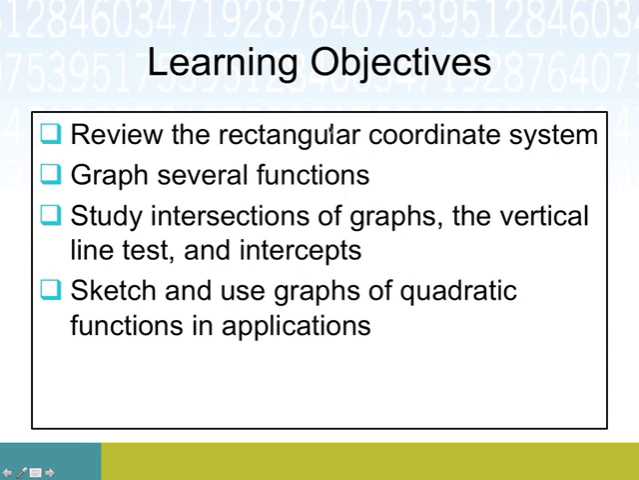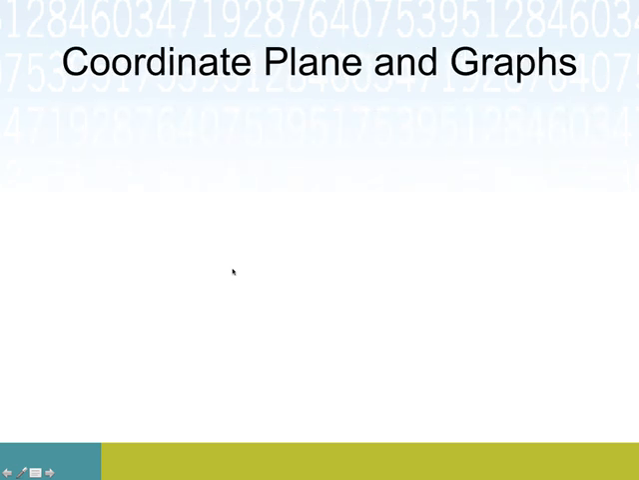So first one is to review the rectangular coordinate system. That really ought to be review. I'm hoping that you have some familiarity with that. I'm also hoping that you have graphed functions before, or at least graphed any sort of equations before. And then finally, we will study intersections of graph. We'll get a brief little taste of the vertical line test, and we'll look at intercepts of graphs.